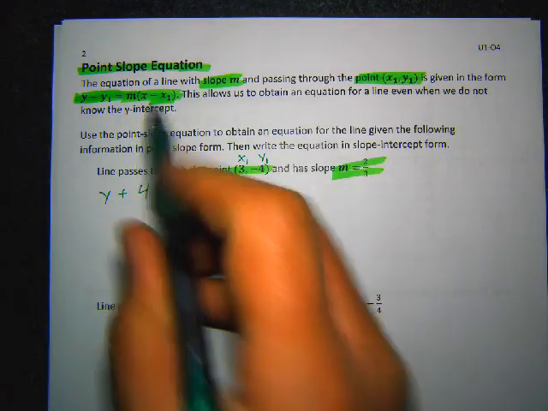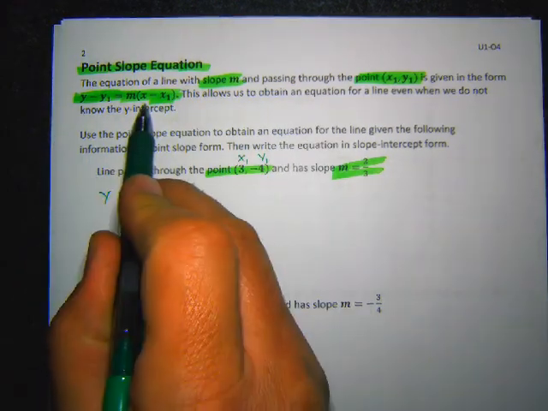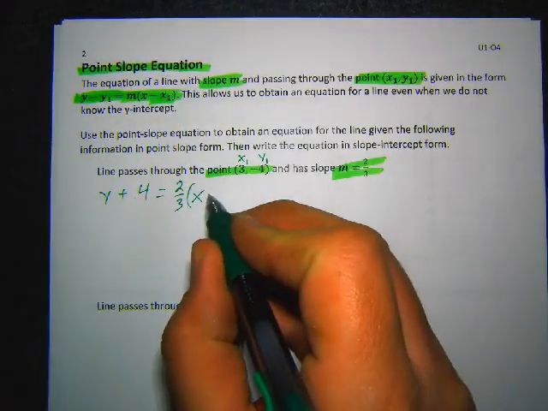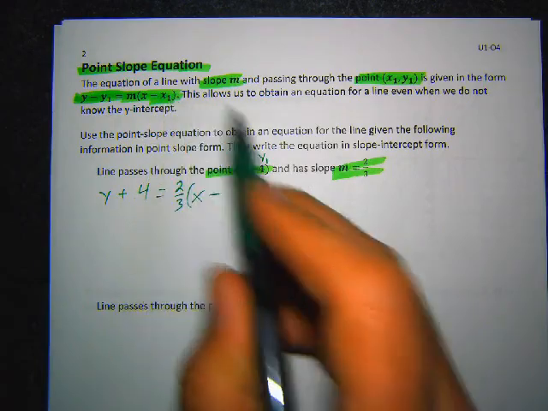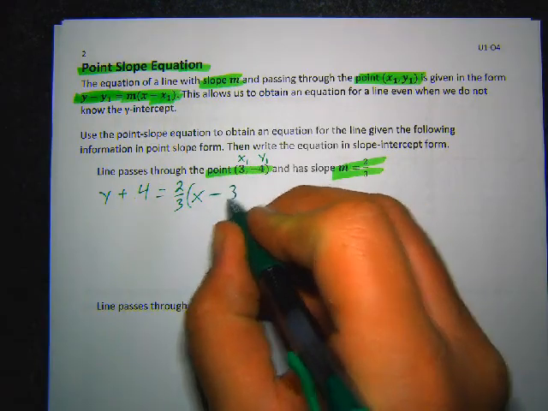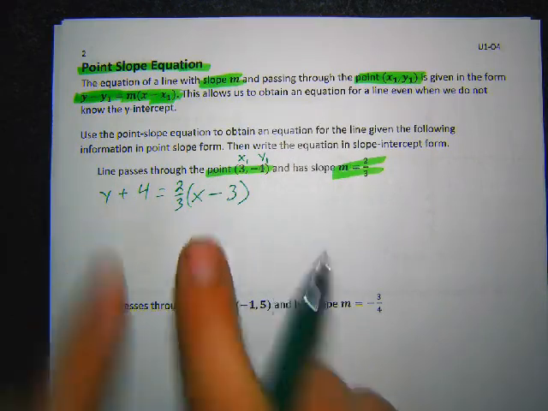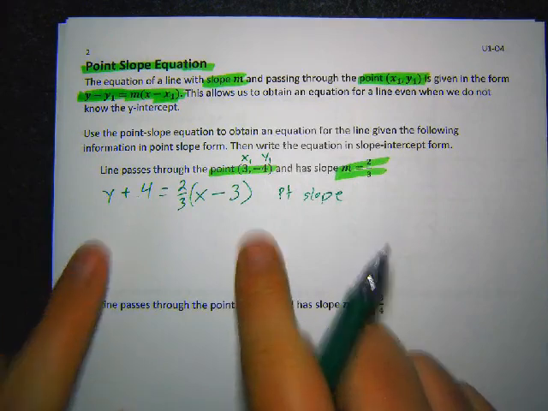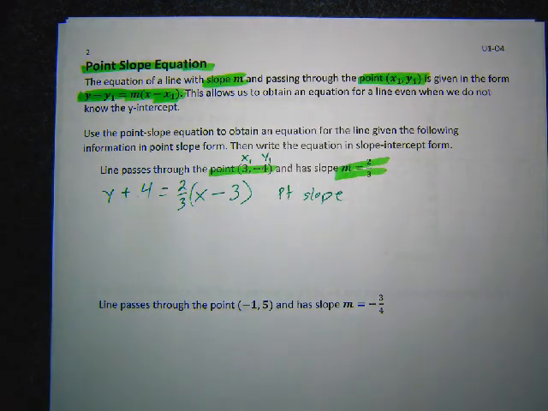Parentheses, x. Again, we don't change the y or the x, we always change the y1 and the x1. Put a minus in there, x minus x1, which is 3, and that's your point slope equation. So this is point slope. So this is the equation of this line. You could use this equation to graph this line.